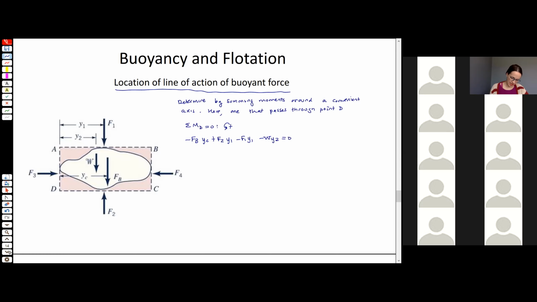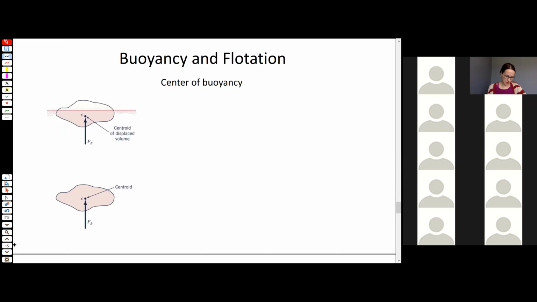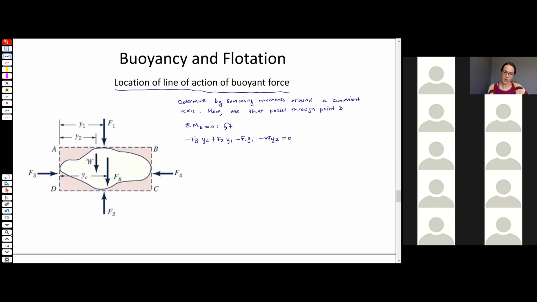Let's move to the next page so we have a little bit more space. So we can rearrange and substitute for the various forces. And we get that the volume of the shape times Y sub C is equal to the total volume times Y1 minus the total volume minus the volume of the shape times Y2.